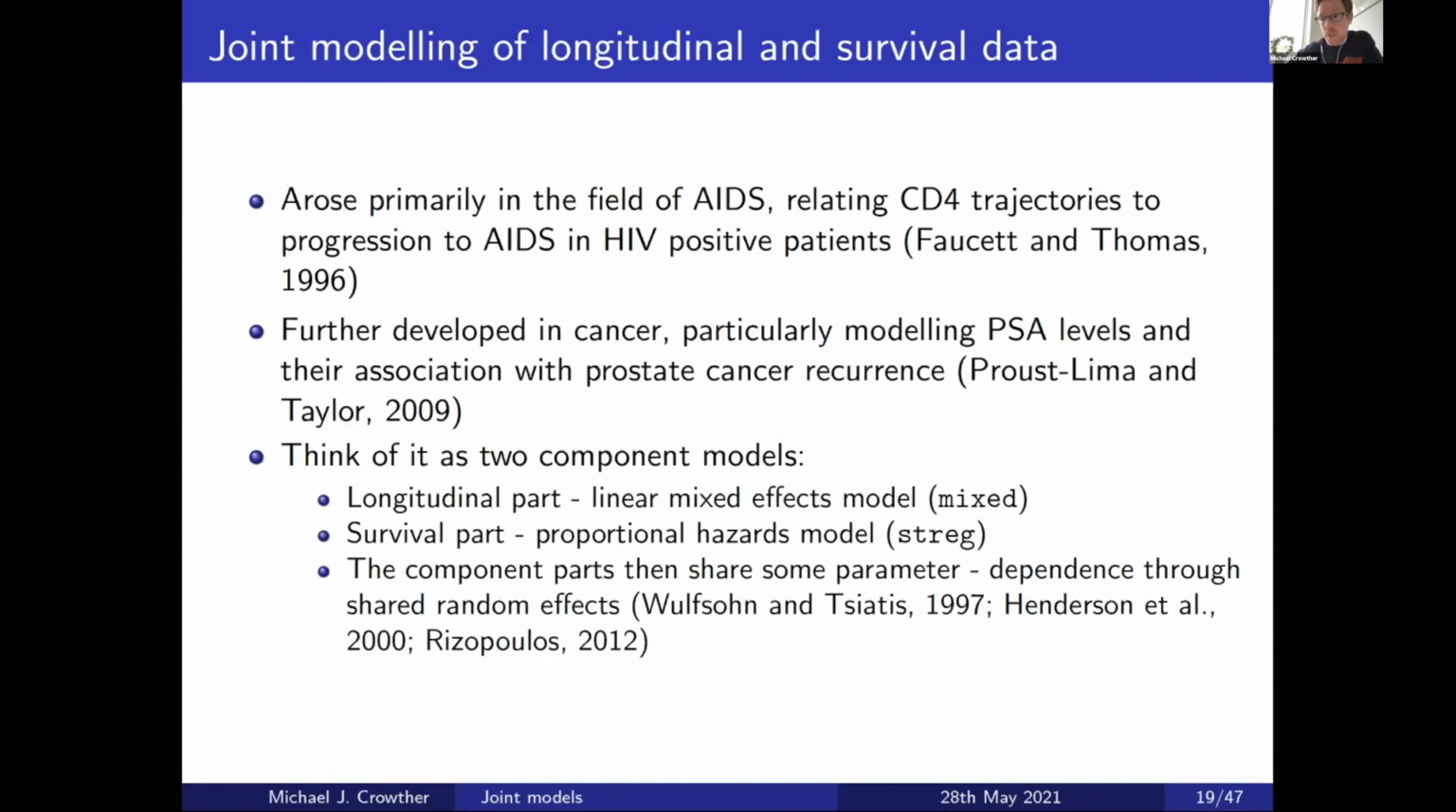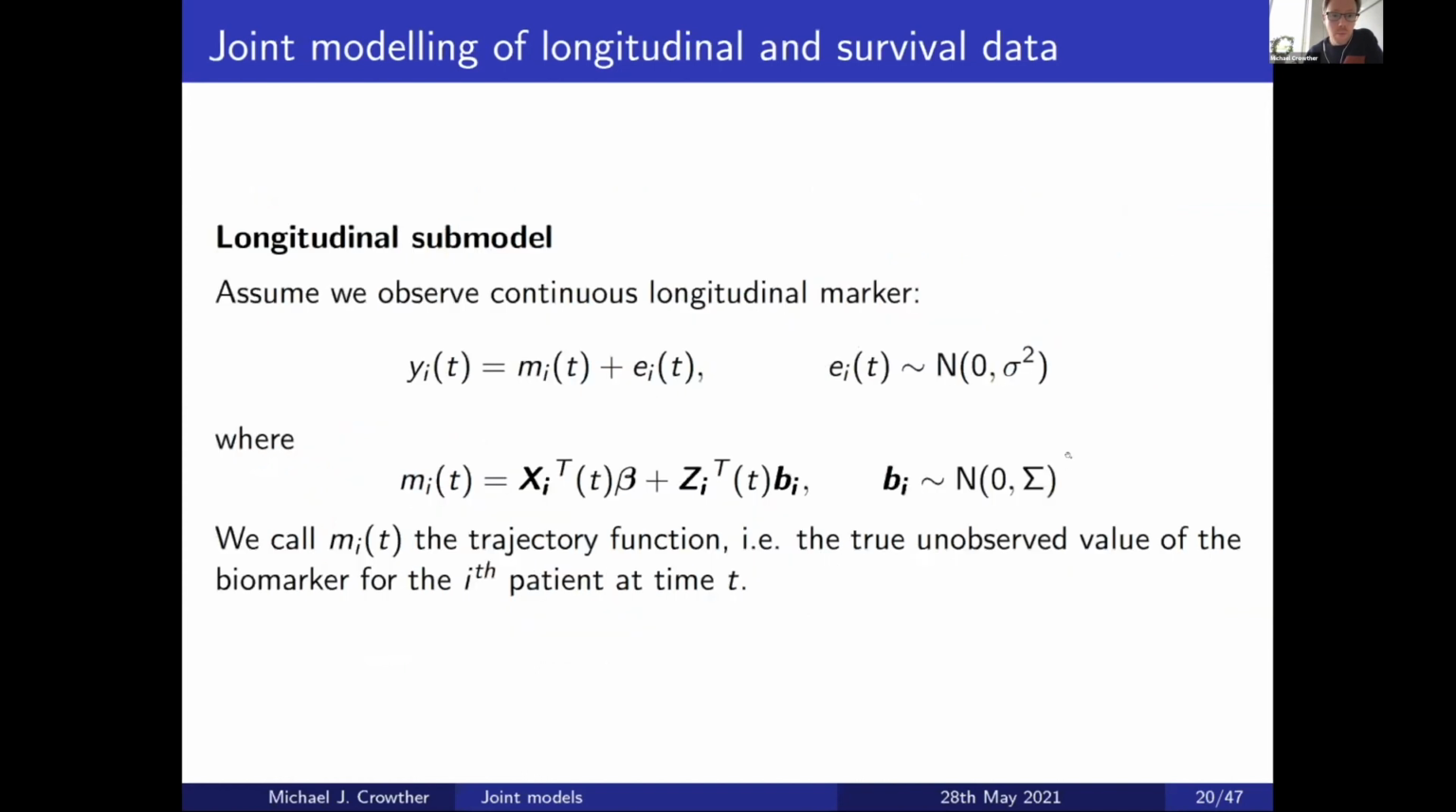The important thing is to think of two core components that share some parameters: a linear mixed effects model for my biomarker, and a time to event proportional hazards, let's say, model for my survival outcome, and we share some parameters. So, continuous longitudinal outcome, and I've got my m, my trajectory function, which is a function of my fixed effects and my random effects, representing the true unobserved value of the biomarker, having taken out the residual measurement error.